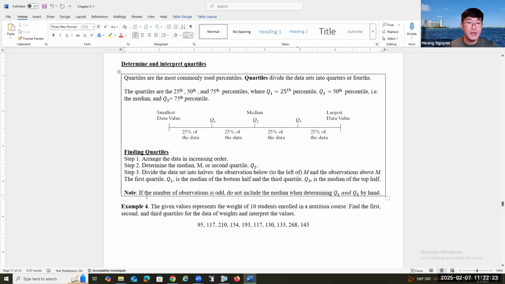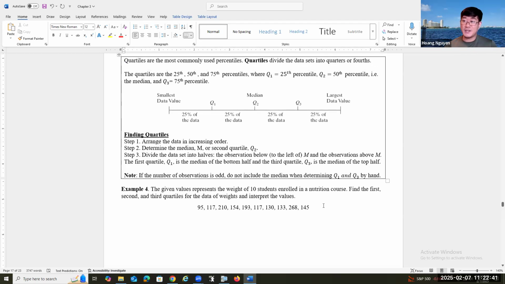So if the number of observations is odd, do not include the median, or Q2, when determining Q1 and Q3 by hand.